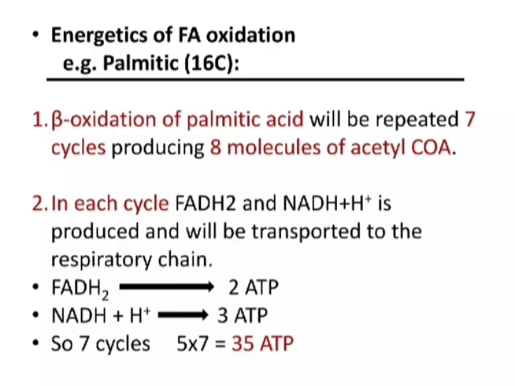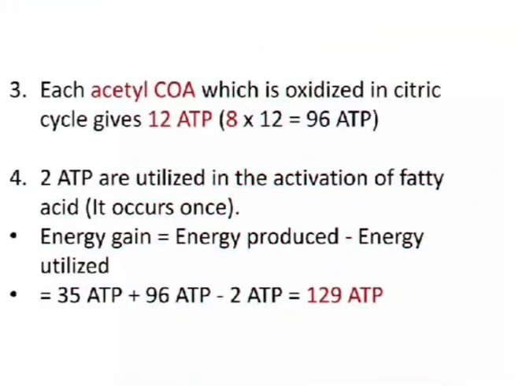2. In each cycle, FADH2 and NADH plus H plus are produced and will be transported to the respiratory chain. FADH2 gives 2 ATP, NADH plus H plus gives 3 ATP, so 5 into 7 is equal to 35 ATP. 3. Each acetyl-CoA which is oxidized in the citric acid cycle gives 12 ATP. 8 times 12 is equal to 96 ATP.